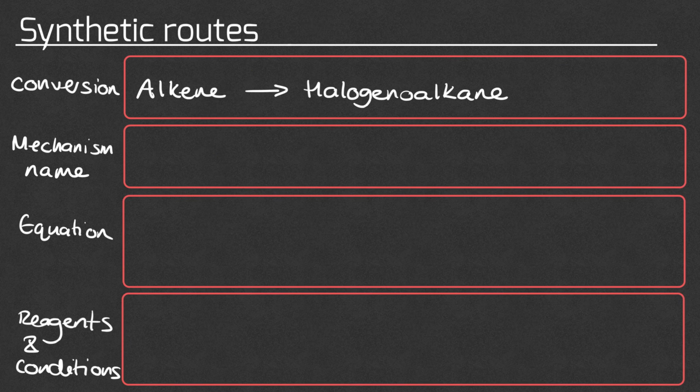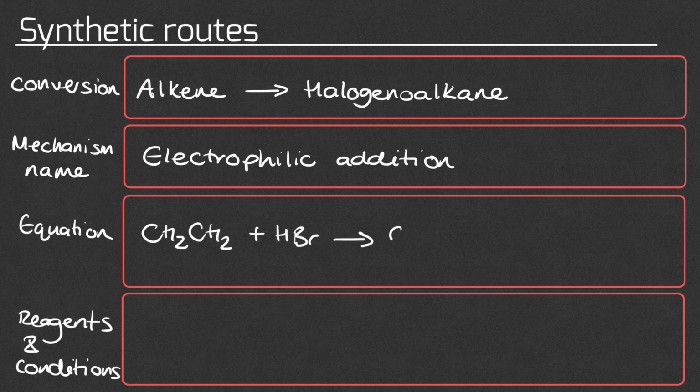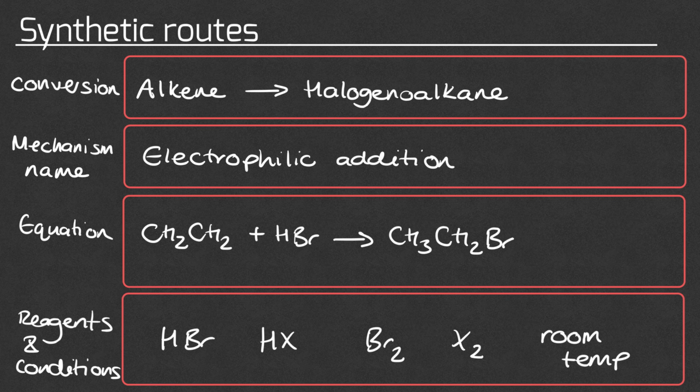For the conversion of an alkene into a halogenoalkane, this would be the electrophilic addition mechanism. An example equation would show the alkene reacting with a molecule such as HBr to produce our halogenoalkane. The reagents and conditions are our electrophile, for example HBr, or you could have any halogen in the form HX. You could also have a dihalogen, i.e. Br2, and any halogen would work in this way as well. The reaction will be carried out at room temperature.